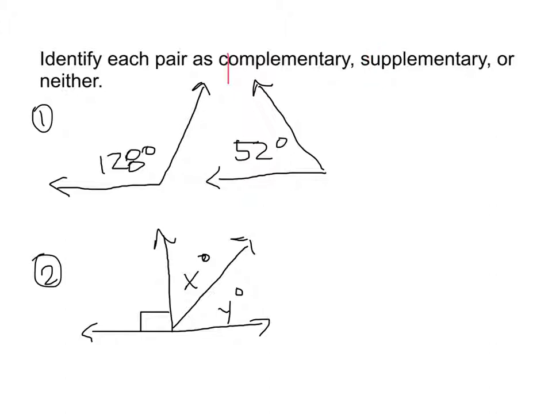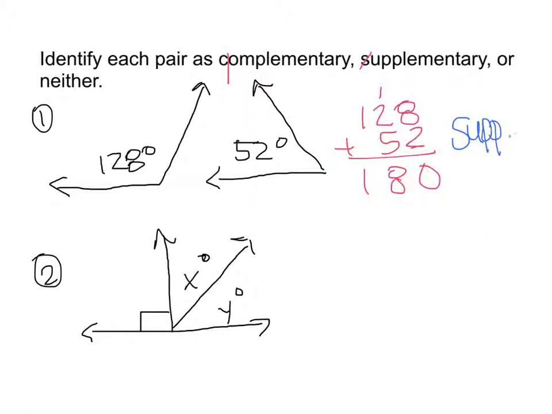Let me try it one more time and see if I can make an 8 out of that S. That's a little better. So let's add the angles: 128 plus 52. 0, carry 1, 8, 180. Now we said if two angles are complementary, their sum is 90 degrees. If two angles are supplementary, their sum is 180 degrees. So which one is this, complementary or supplementary? If you said supplementary, that is correct.